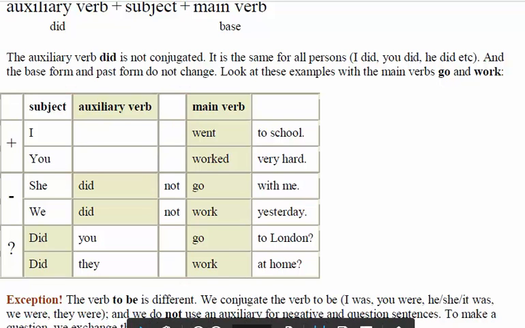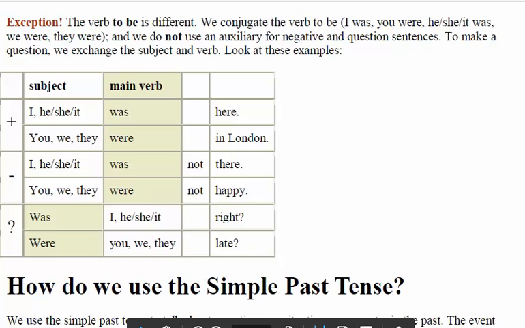So what is the third form? Third type of sentences: did you go to London? You will notice that did, an auxiliary verb, comes before the subject, and go, work. These are the base form. They do not change. Did they work at home? And a question mark in the question based sentence.